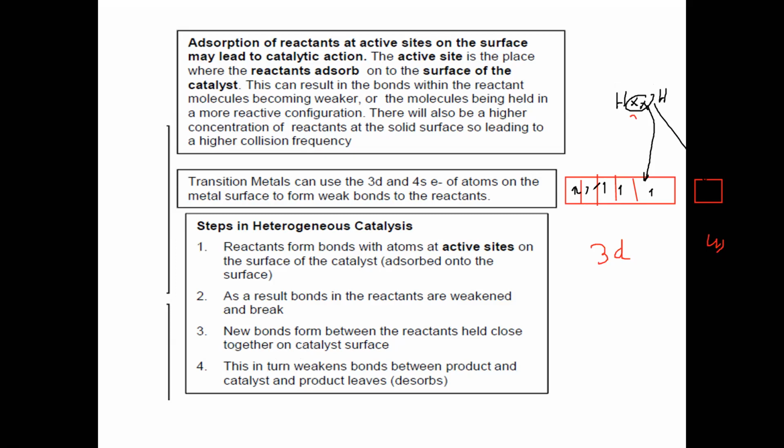So basically, there's an attraction between the transition element and the reactant molecule. But when nitrogen is reacting, nitrogen is forming a bond from the other side. So new bonds form between the reactants held close together on the catalyst, and this in turn weakens the bond between the product and the catalyst, so the product leaves and can escape.